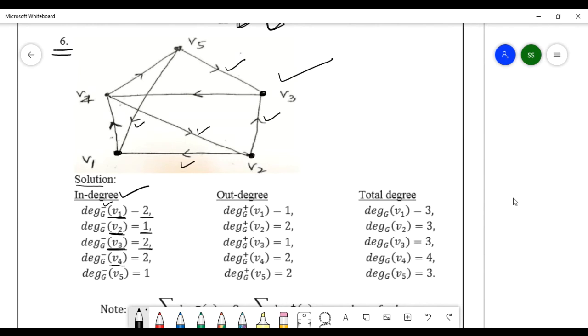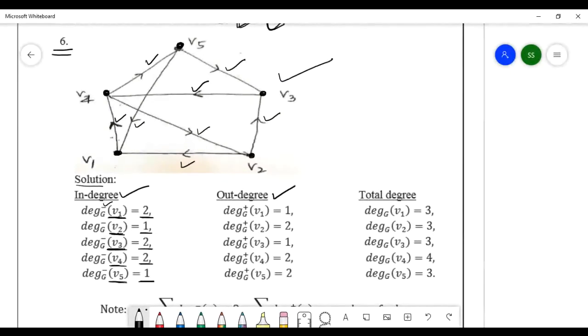And in degree of vertex V4. Where is V4? V4 is here. Look here. This one coming and this one coming only. In degree of vertex V4 is 2. Now in degree of vertex V5. Where is V5? V5 is here. How many edges coming? Only this one coming. In degree of vertex V5 is 1. Right?